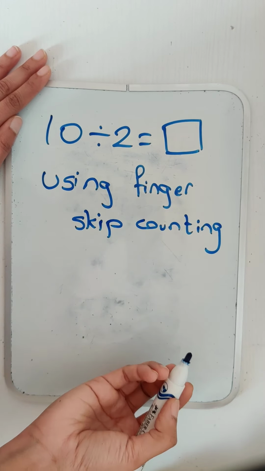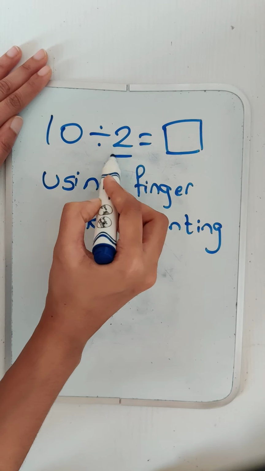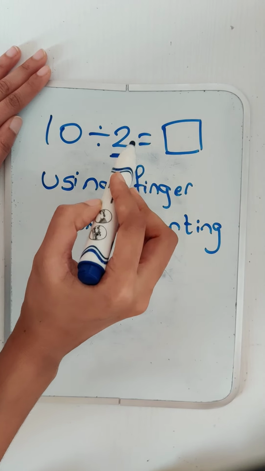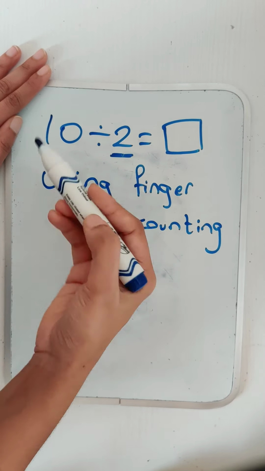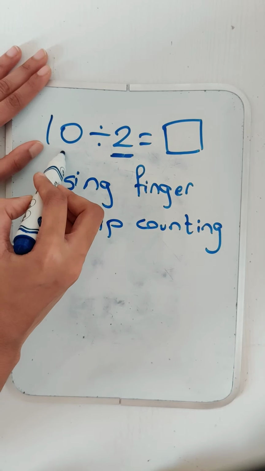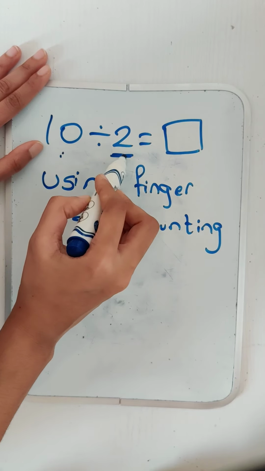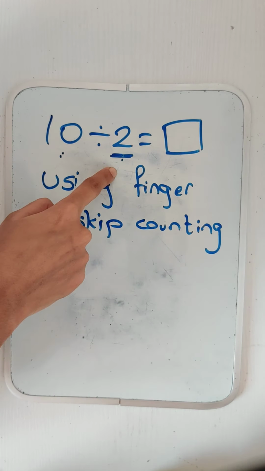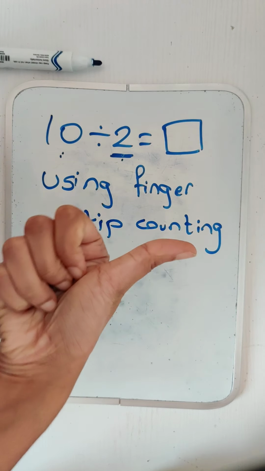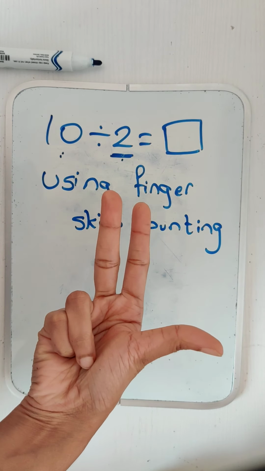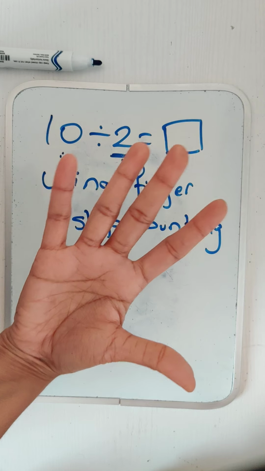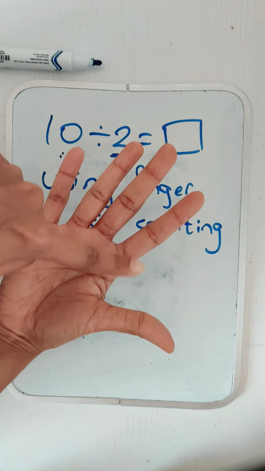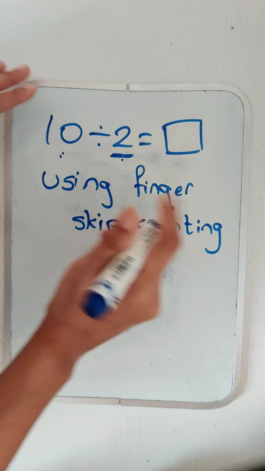Now what I do in this strategy is that I skip count. So I'm going to look at my divisor, and I'm going to skip count in 2s. Now when I'm skip counting in 2s, I have to look at this number. Okay, so this is 10. So I'm going to skip count in 2s and stop at 10. Okay, so let's start. 2 4 6 8 10. How many fingers do I have here? 1 2 3 4 5, and absolutely that's my answer.